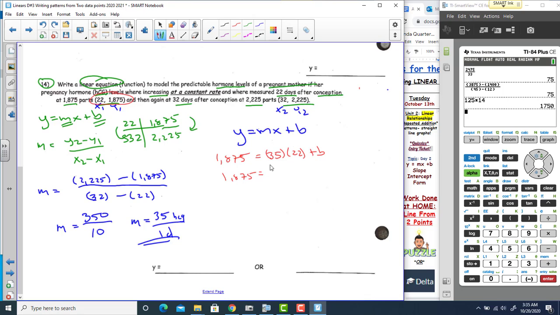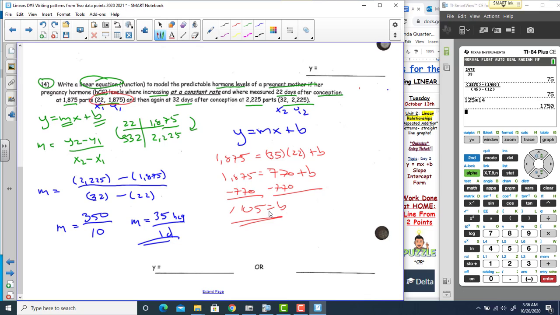1,875 is going to be the result of, and I'm actually going to use my handheld calculator to prevent my screen from freezing, which would be pretty frustrating, 35 times 22, which is 770 units of increased hormone over 22 days, starting with b. Subtract 770 from both sides, and we find out that 1,875 minus 770 is 1,105.